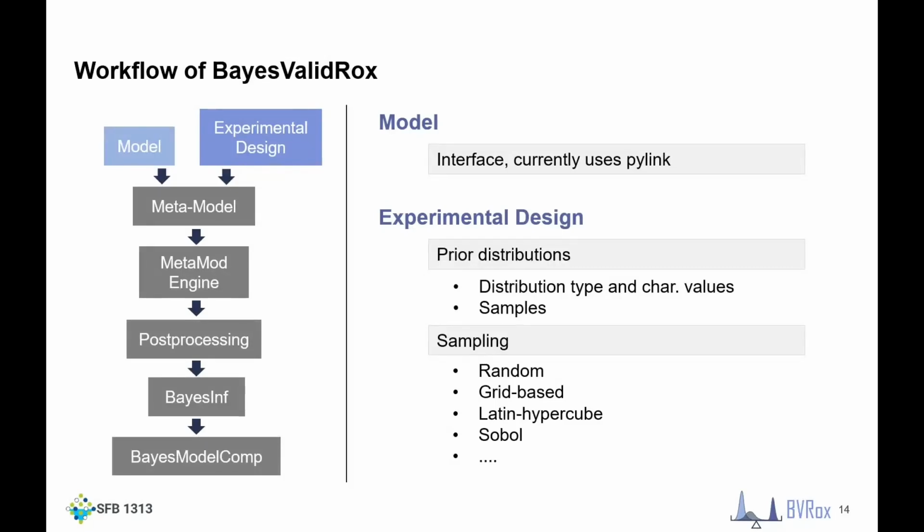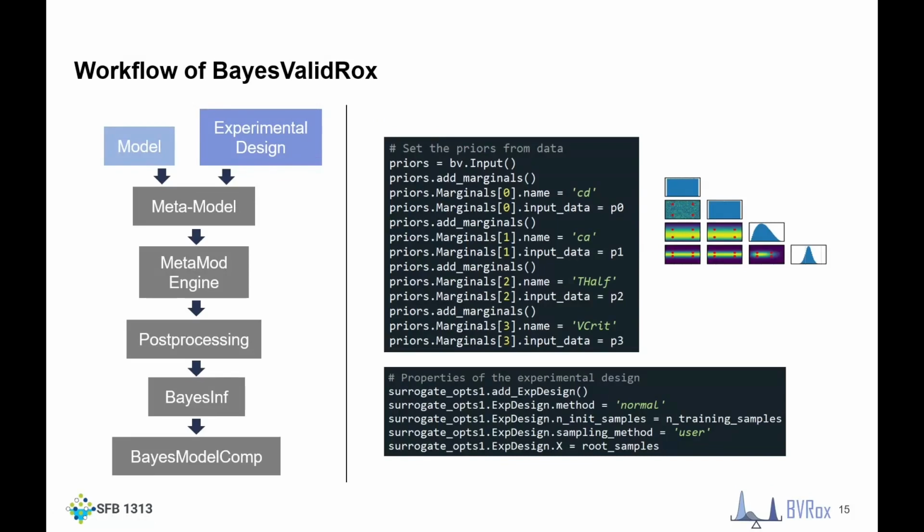And when we are able to run this model, we also need to set our experimental design. So this includes setting all the prior distributions for the uncertain parameters, and also in this case, deciding on different sampling methods for the samples that our surrogate model or our meta model will use to train on. The code for this, you can see here.